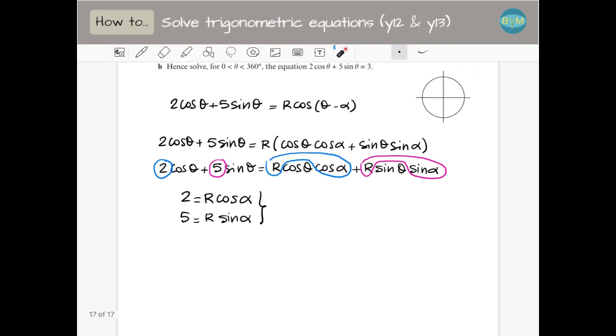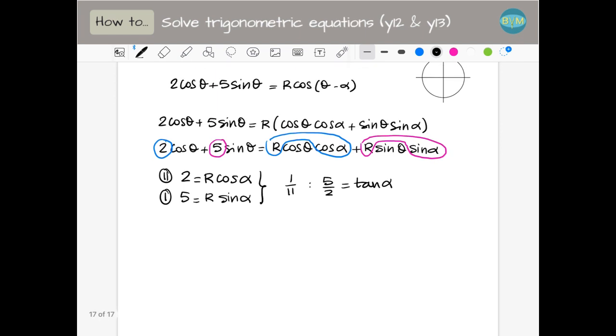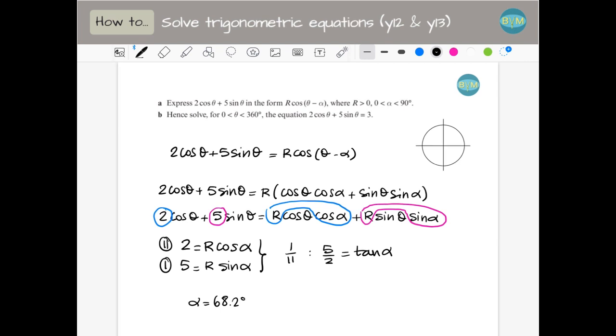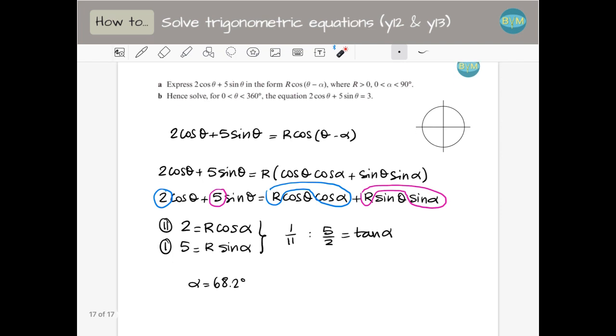To solve them, what we are going to do always is divide the one with the sine by the one with the cos. So if this is 1 and this is 2, we divide 1 by 2, and we get 5 halves. The r is cancelled, it is tan alpha. You solve that equation, and then you find alpha, just doing tan minus 1, is 68.2 degrees. And it says that alpha must be between 0 and 90, so there are no other solutions. The next one is over 90.